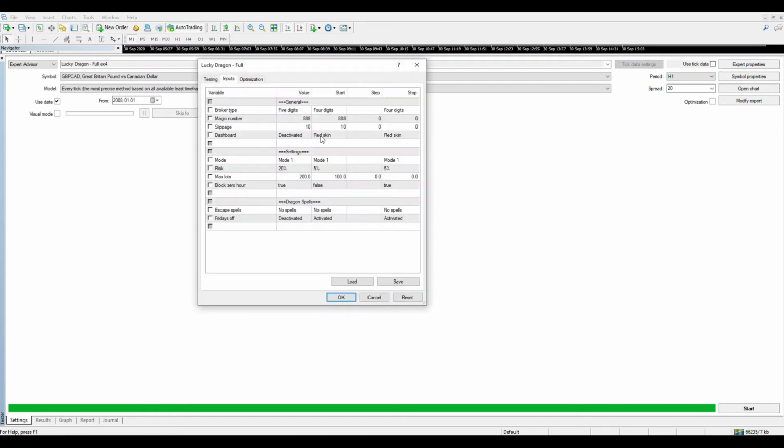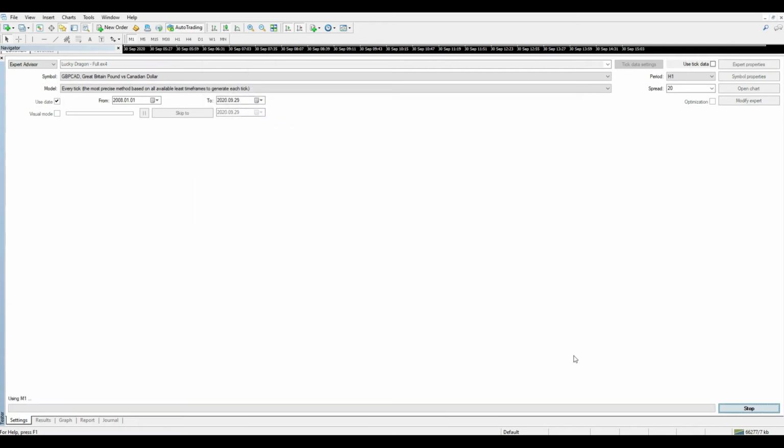Properties, deactivate the dashboard. That's going to make the backtest much faster. Pick your mode. I'm going to go ahead and start with mode 2. Risk, I'm going to leave it at 20%. Max lots, 200 is good for IC Markets. Block trade hour, true. Make sure this is on true, otherwise you're not going to get accurate results. Okay? And push OK.